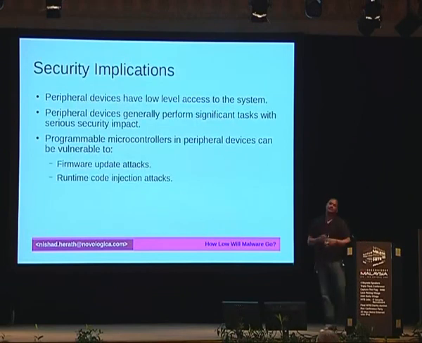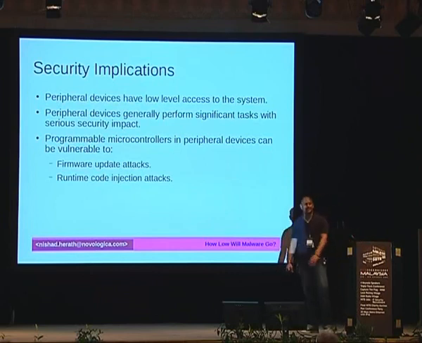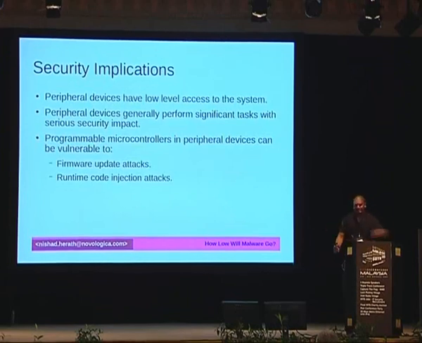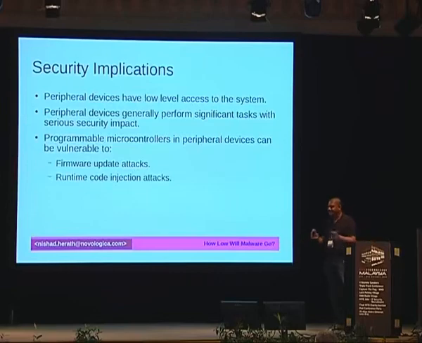So what are some of the security implications of this? Peripheral devices have low-level access to the system, duh. They sit on the bus, they do all kinds of funky things, and they handle data. A keyboard would have access to your keystrokes by definition. Your hard drive controller would have access to your data by definition. So even though no one considers the integrity of these devices to be crucial to the system security model, they're right there sitting, just passing your data back and forth. So they're very strategically placed.